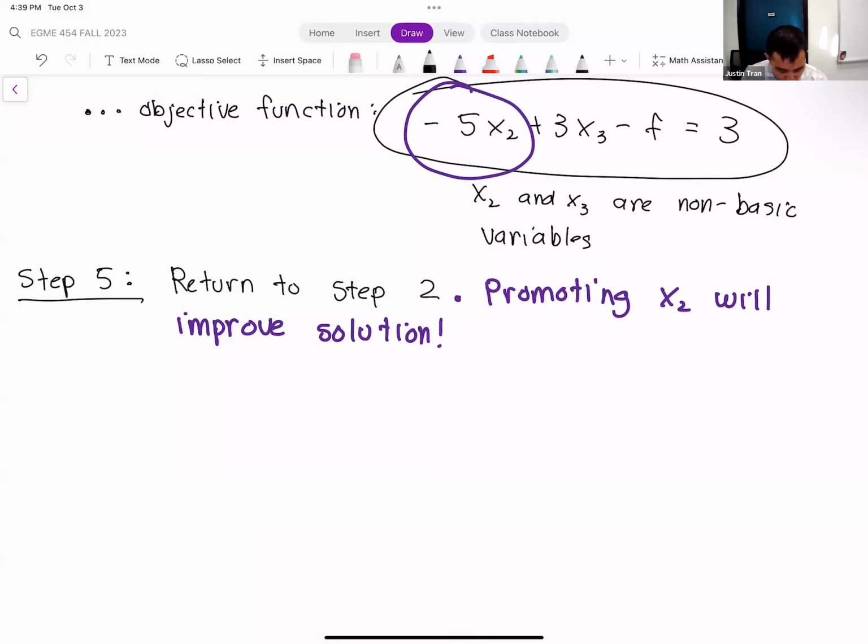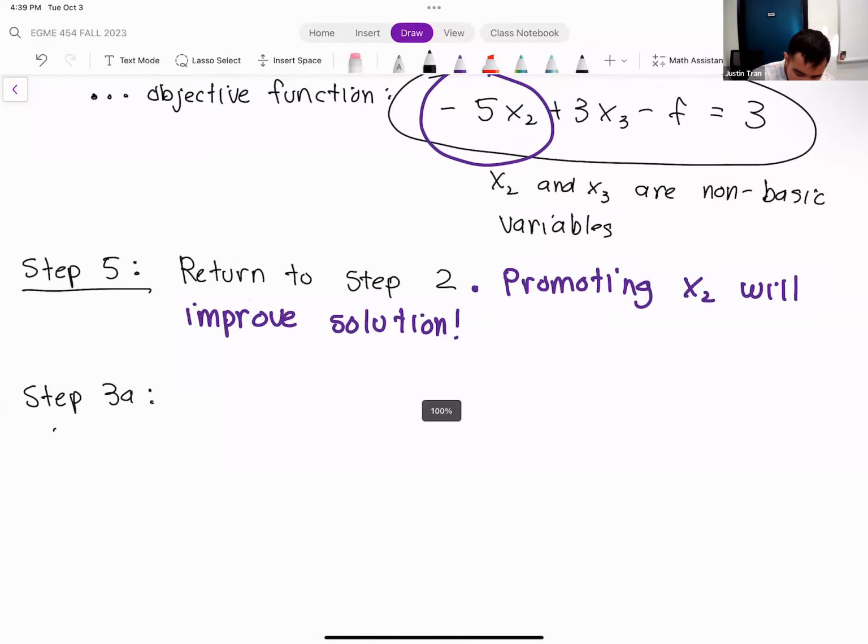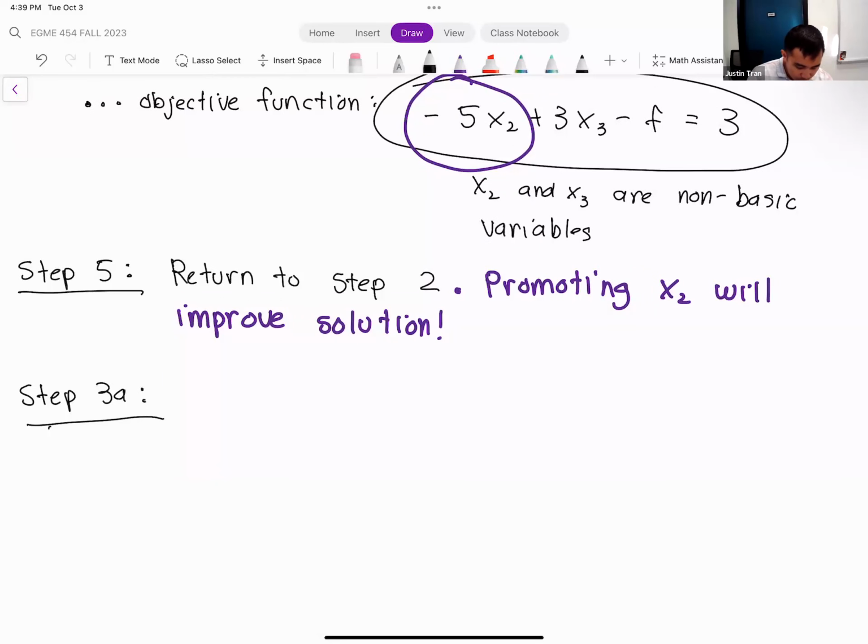Okay, so let's run through the whole process again. So we know we want to promote x2. Let's go ahead and go to step three. So I'm going to call this step 3A because it's the second rendition of step three. And so remember, in step three, we're going to determine which variable we're going to kick out of the basic set. And so right now we have two variables in the basic set. It's either x1 or x4.